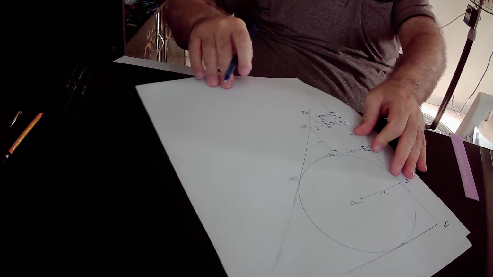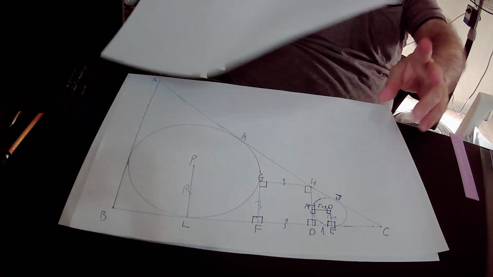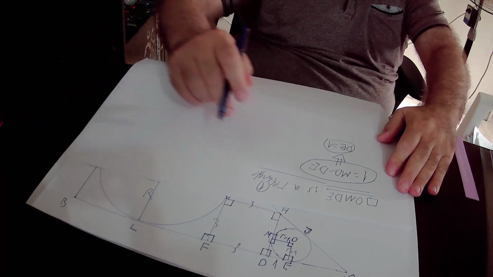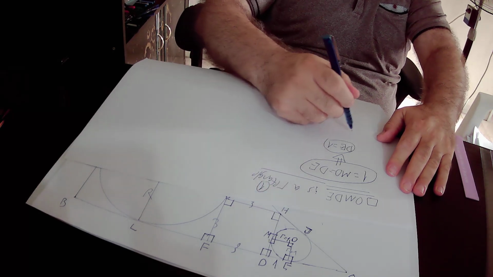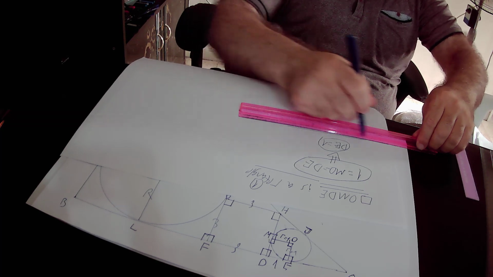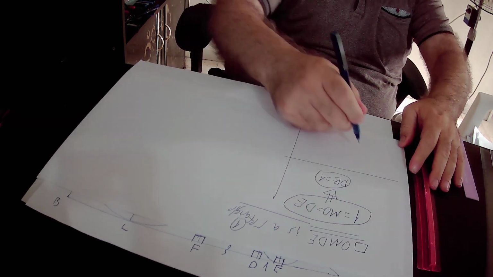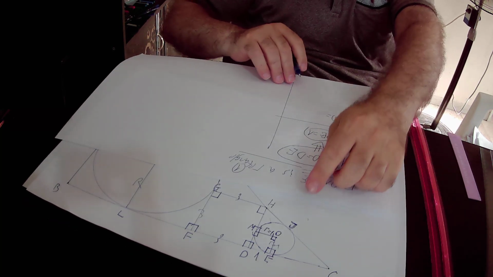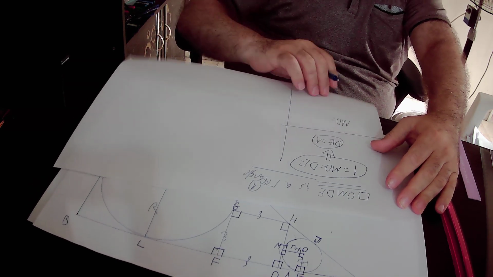Likewise, according to the same rule that the opposite sides of a rectangle are equal to each other, we will get that MD is equal to OE.